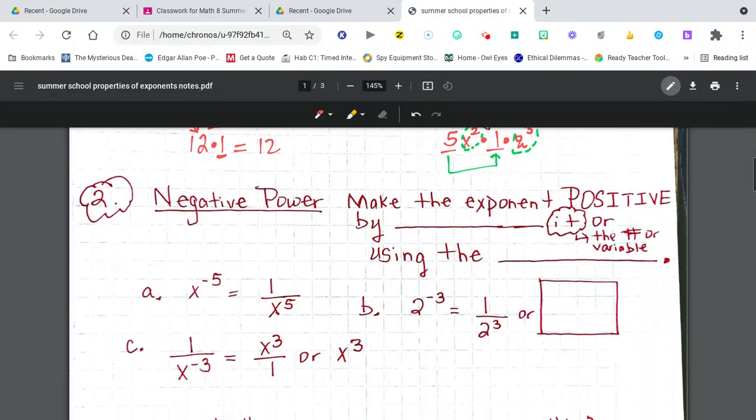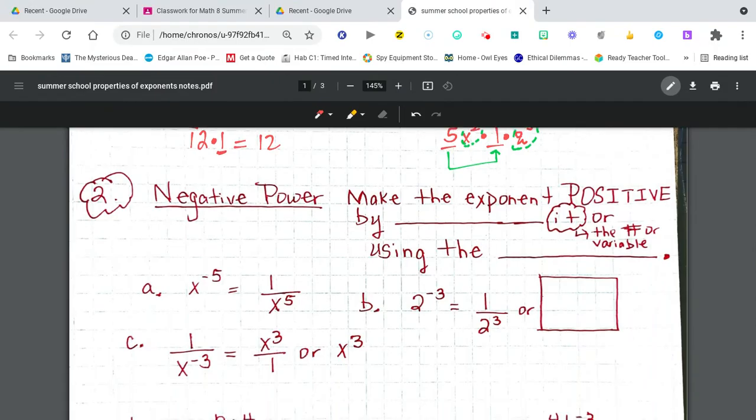Okay, let's take a look at 2. The second property we're going to learn about is the negative power rule. If you have a negative power, which means you have a negative exponent, what you're going to do is make the exponent positive by doing something. You're going to make the exponent positive by flipping it.